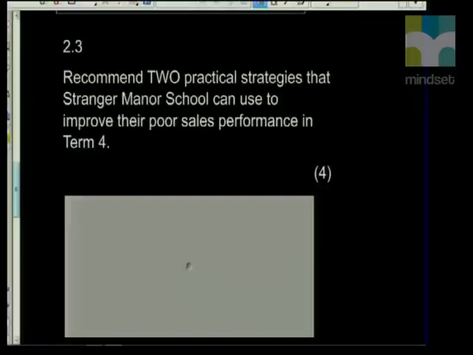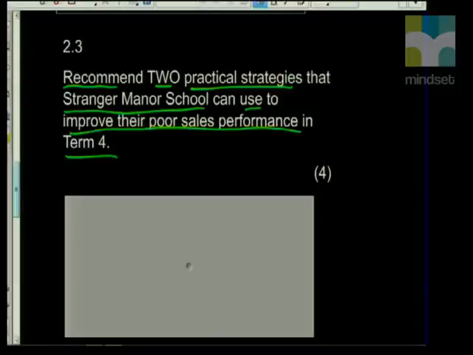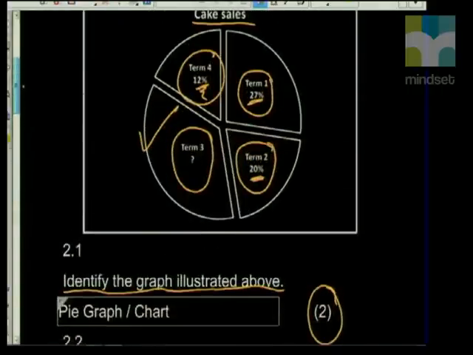Let's have a look at 2.3. Now 2.3 is asking us, recommend 2 practical strategies that Stranger Manor School can use to improve their poor sales performance in term 4. Remember, term 4, the sales performance went all the way down to 12%. And now this could be for a number of reasons. If you think about it logically, term 4 is a very short term. People might be saving up money to go on holiday, and people are just generally not inclined to spend as much because it's such a short period, and for whatever reason they had at that school.